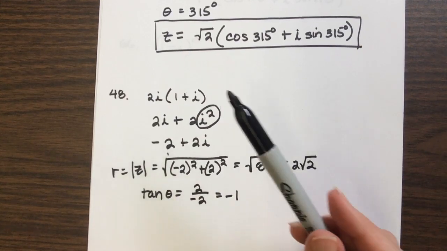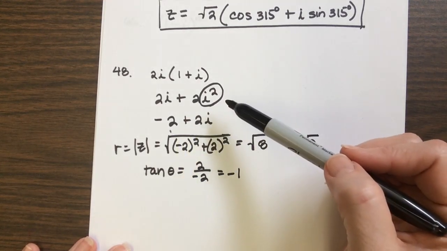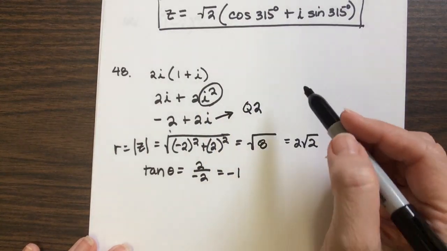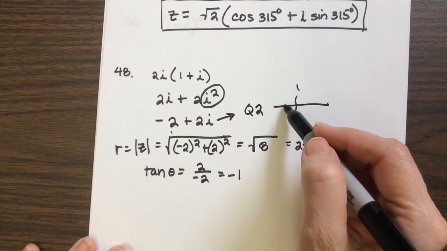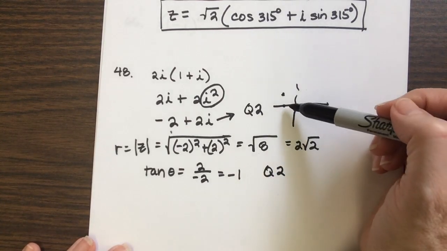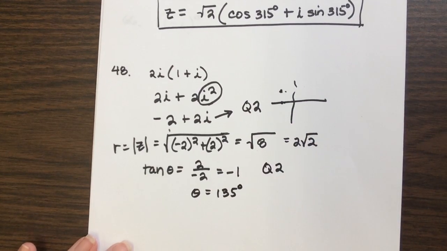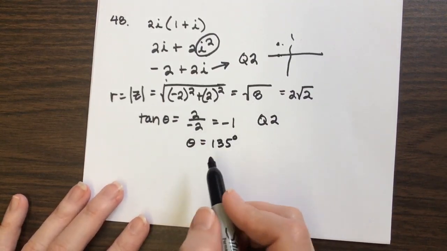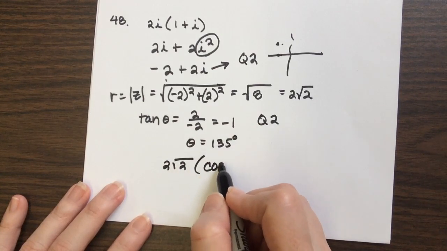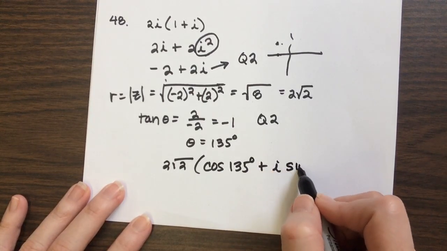I'm in the same situation that I was with number 30, except if I'm looking at this, I'm going to the left 2 and then up 2, which means I'm not in quadrant 4, I'm actually in quadrant 2. If you visualize that, over, up, quadrant 2. This angle is coming out of quadrant 2, so my reference angle is still 45 degrees, but I need 180 minus 45 degrees, so theta in this case is 135 degrees. And then if I put this in polar form, it's just my r value, which is 2 times the square root of 2, times the cosine of 135 degrees plus i times the sine of 135 degrees.